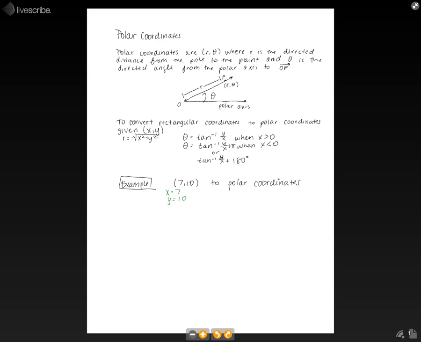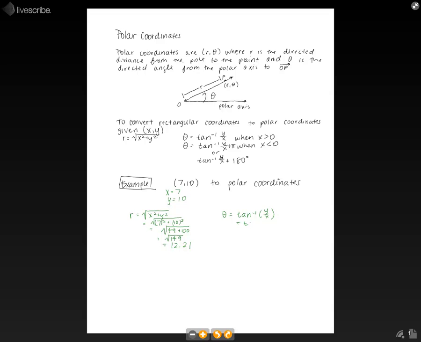So to find r, we take the square root of x squared plus y squared, which is the square root of 7 squared plus 10 squared, which simplifies to the square root of 49 plus 100, or the square root of 149, which is approximately 12.21. Now to find theta, we use theta equals inverse tangent of y over x, because our x is greater than 0, because it's 7.